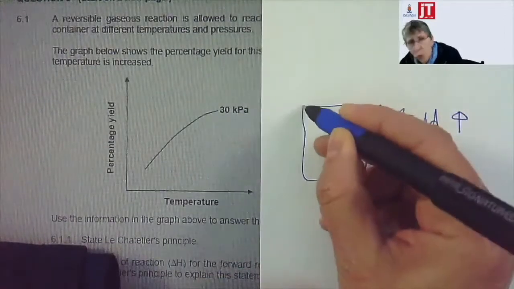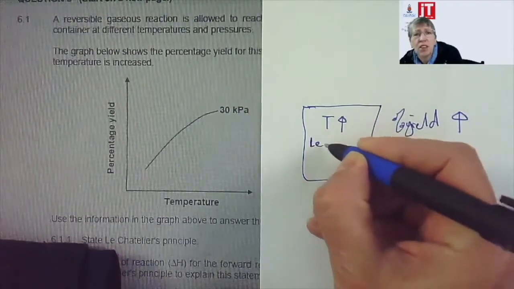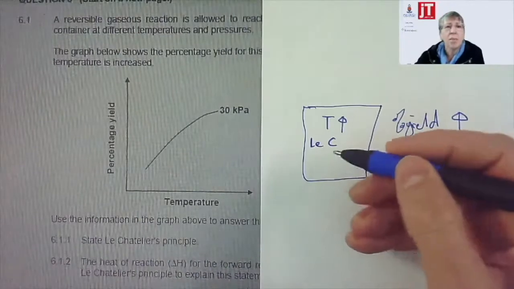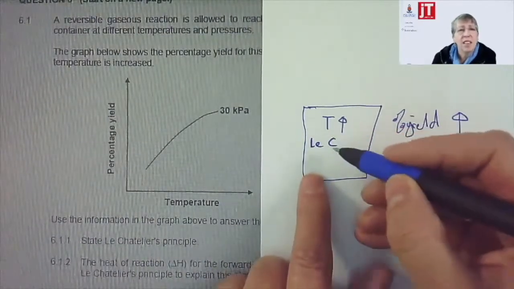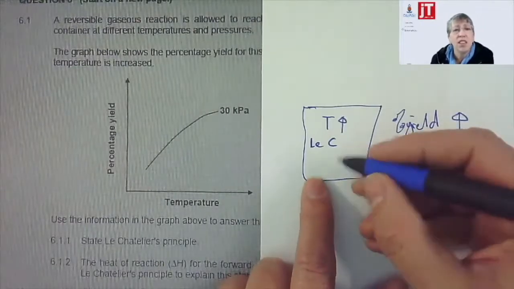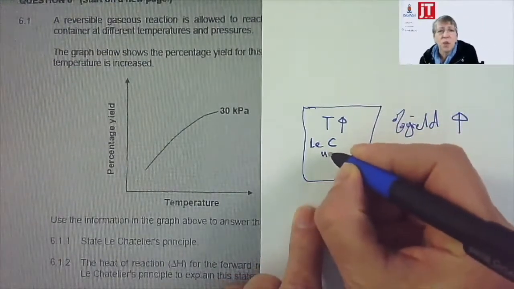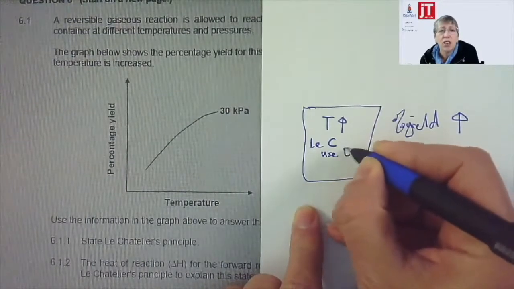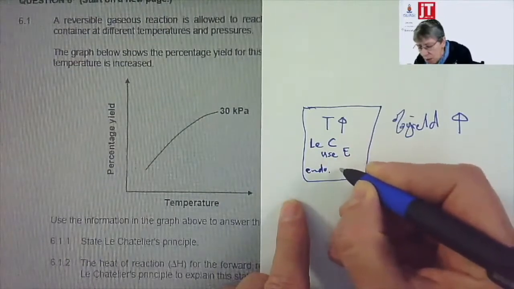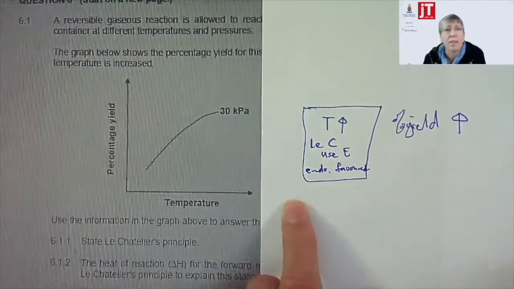So first off, what does it tell us if the temperature increases? What do we know about the temperature increase? What does Le Chatelier tell you about an increase in temperature? If the temperature increases, then the system will react to oppose that disturbance, and it will decrease the temperature by using energy, right? And what type of reaction uses energy? That will be the endothermic. So that tells me that the endothermic reaction will be favored, right?